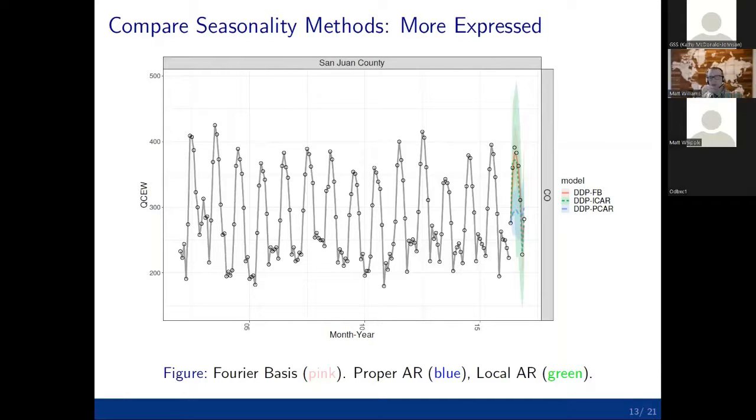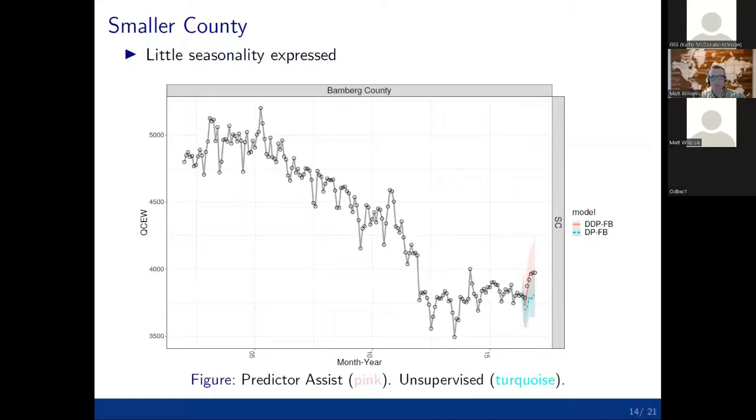They were flexible, but depending on how strong the seasonality was expressed, they kind of flip-flop in terms of which one would do better. And that's why we landed eventually with the Fourier basis. So let's look at a couple more examples. Here, we're going to compare the 2 different kinds of clustering. So we're going to stick with the Fourier basis.